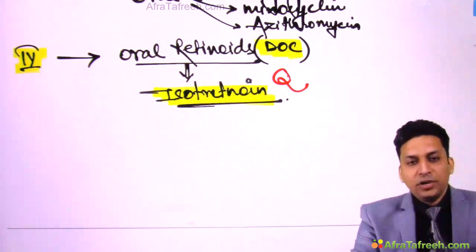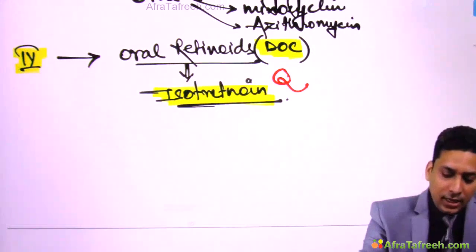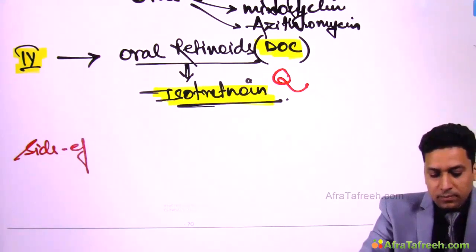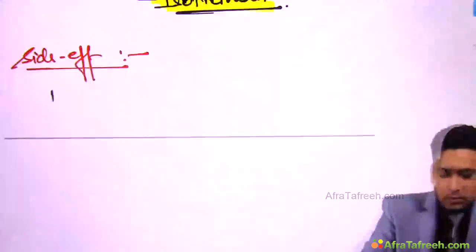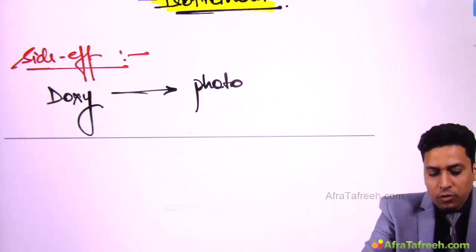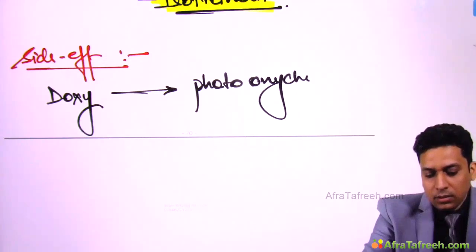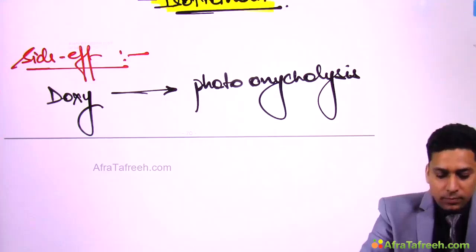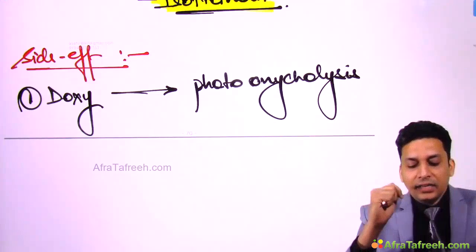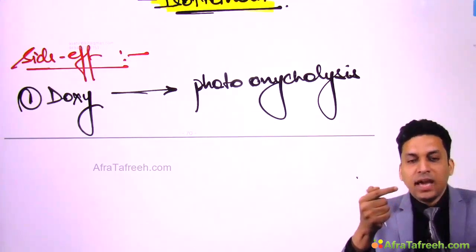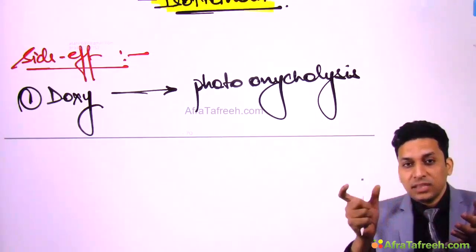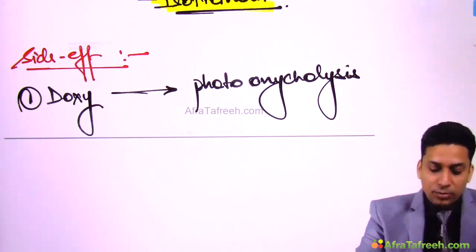Now there are a few important points which you need to remember about these drugs, like side effects. Doxycycline can cause photoonycholysis. Doxycycline is a tetracycline drug and they are known for photosensitivity. So sometimes, due to excessive sun exposure, they might develop photoonycholysis. That is onycho, nails, lysis means separation. That might occur due to excessive sun exposure.